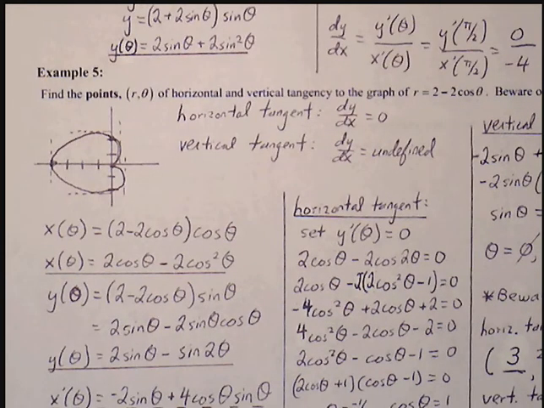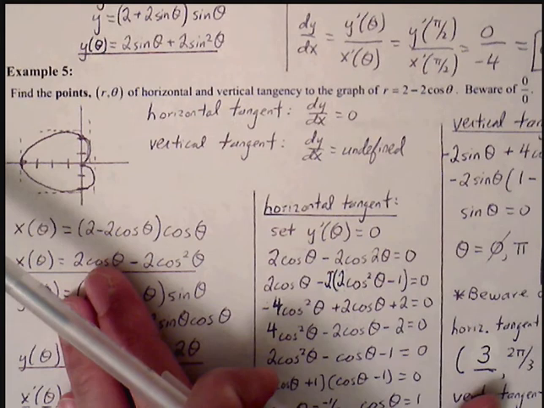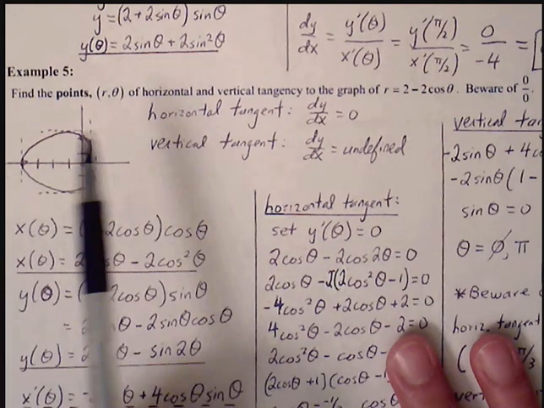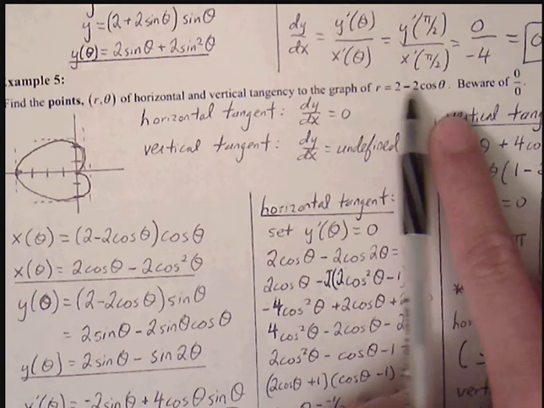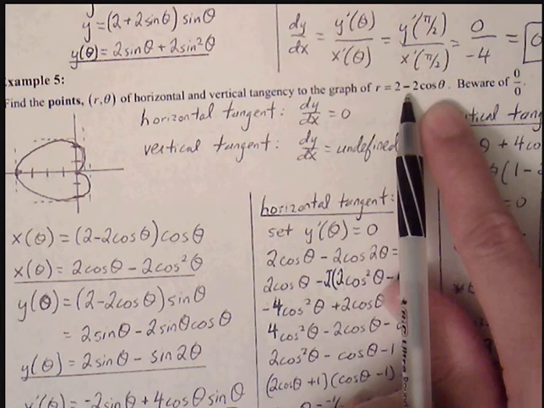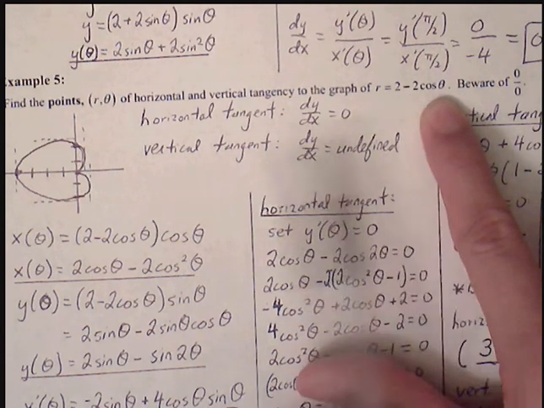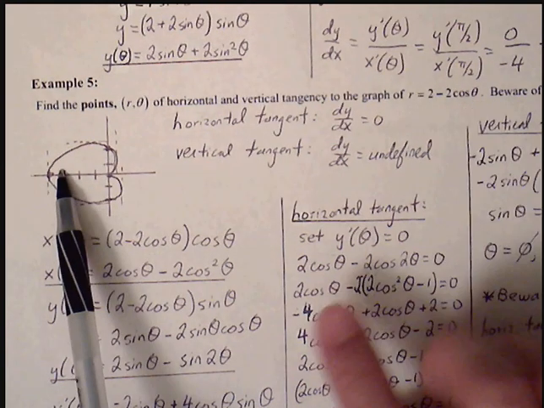Okay, one more example here. Find the points (r, theta) of horizontal and vertical tangents to the graph of r = 2 - 2 cosine theta. We know that this will produce 2 minus 2 is 0, and 2 plus 2 is 4. This will be a cardioid that is symmetrical about the x-axis. So here's the graph of that, right?